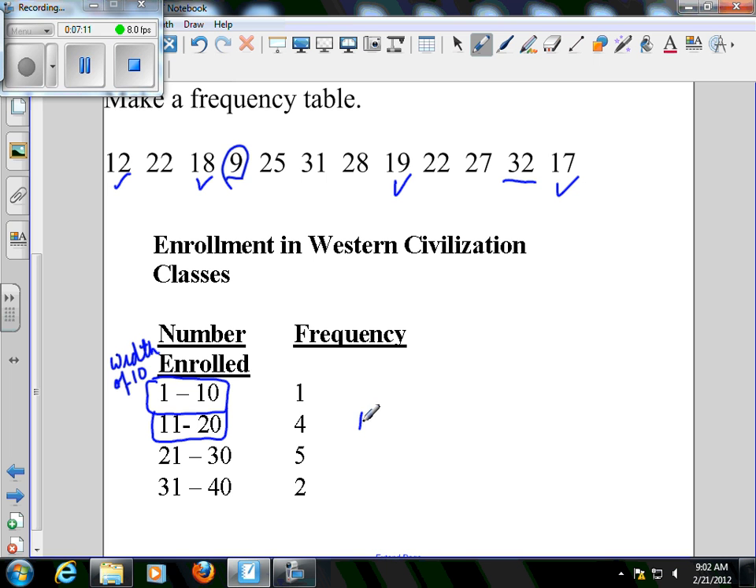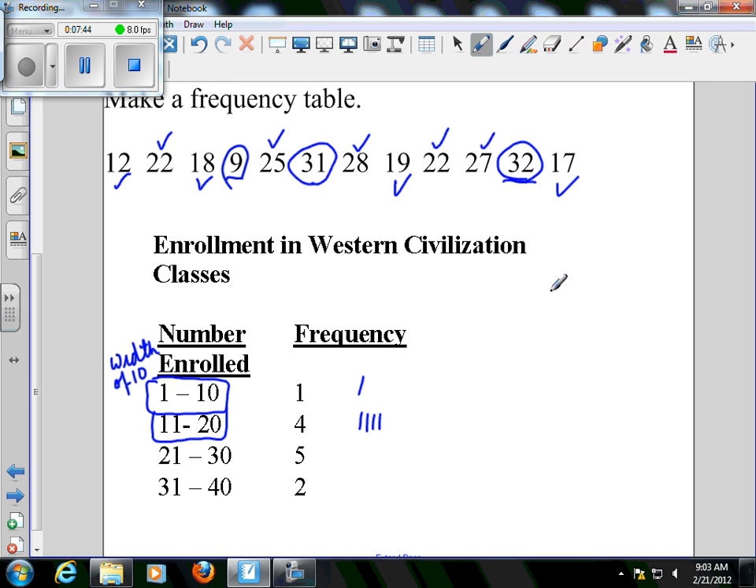Now, if you want to put tally marks as you're counting up, that's fine. That also works. From 21 to 30, let's see. Well, here's one. 25 is another one. 28, 22, 27. We've got 5 of them. So that's where our 5 came from. And from 31 to 40, we've just got 31 and 32. So those are a total of 2 classes that fell into that category.